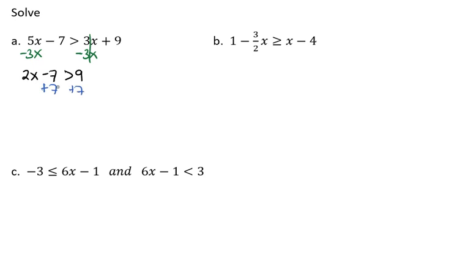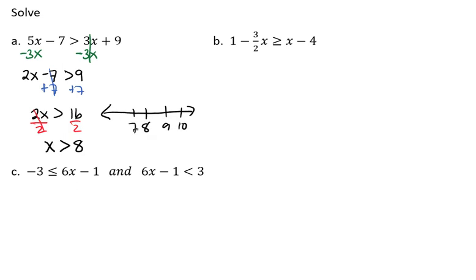Then we'll add 7 to both sides, which will give us 2x is greater than 16. Then we'll divide both sides by 2, and that will give us x is greater than 8. Now if we were to graph this, we would have our 8, 9, 10, 7, 6, and we would use a parenthesis and then draw our line, which is the same as having an open circle and then drawing your line.